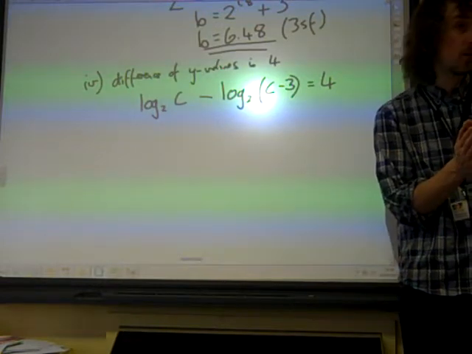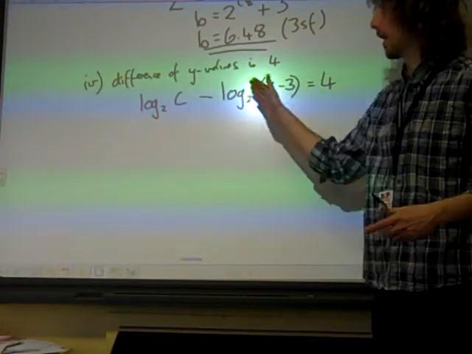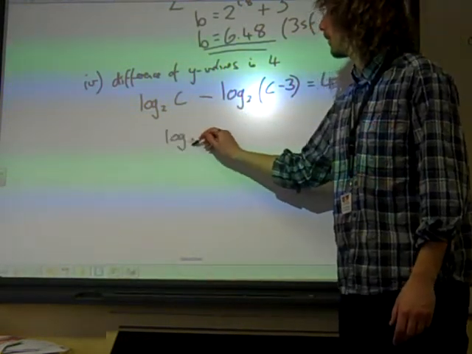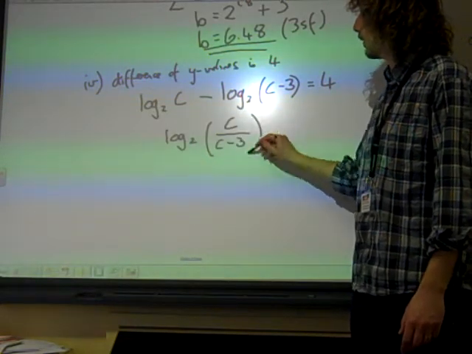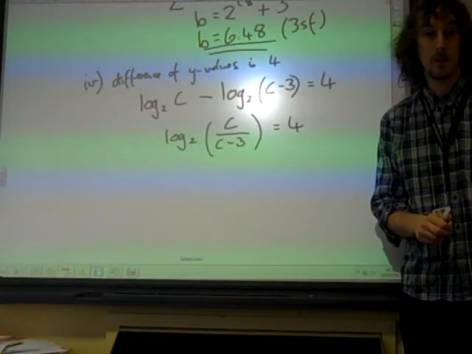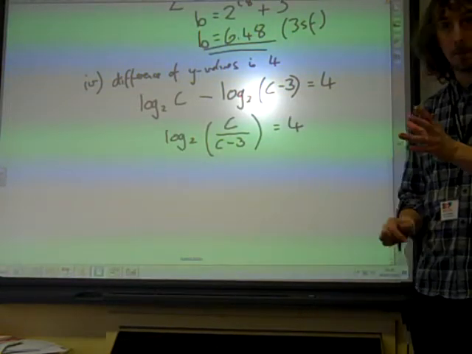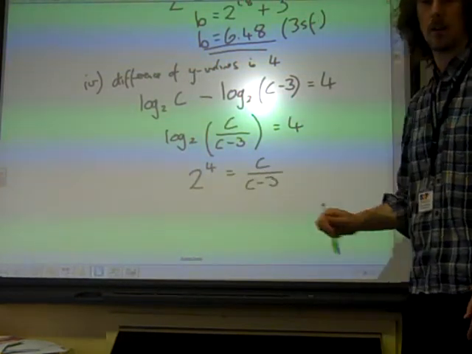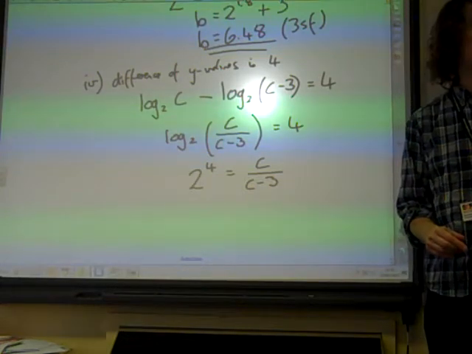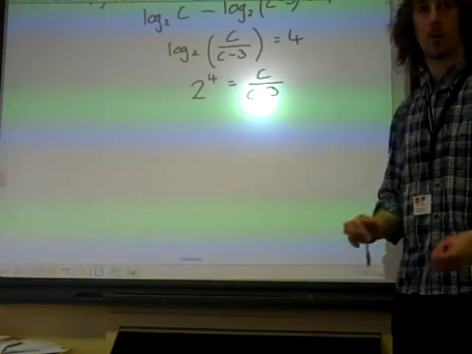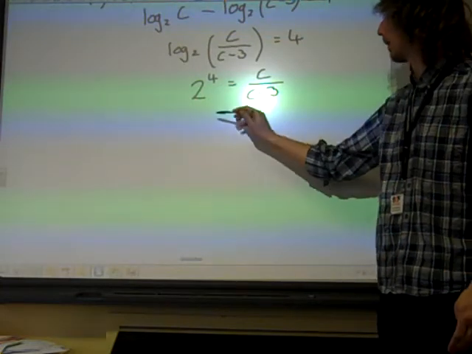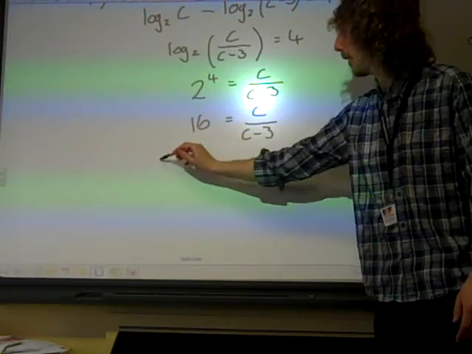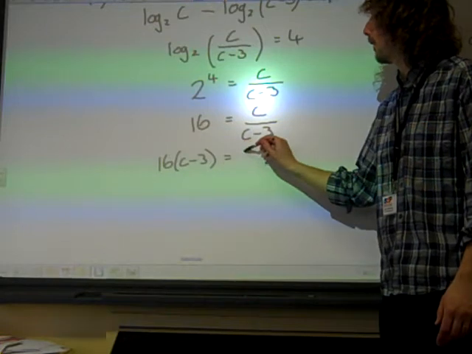Now you can demonstrate some of your amazing knowledge of logs. If we subtract two logs of the same base, then this will give us log base 2 of c over c minus 3. If we then unpick the logarithm, we've got 2 to the 4 is c over c minus 3. So 2 to the 4, 2, 4, 8, 16. If we multiply through by c minus 3, 16 lots of c minus 3 is equal to c.